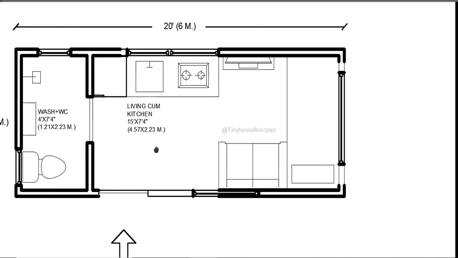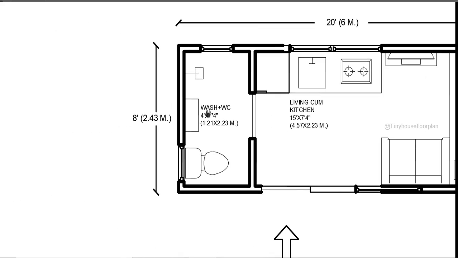After that, if we go on the left side, so we have common use washroom plus water closet here. You can see here the wash basin, water closet and the shower area, and we have a ventilator for ventilation of this washroom. So this is the floor plan of the house you are watching on the screen.